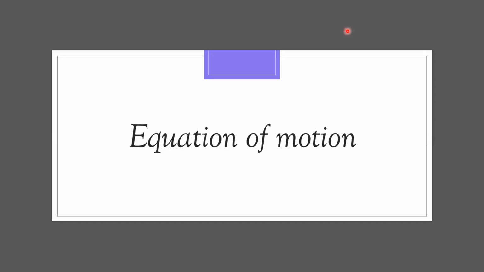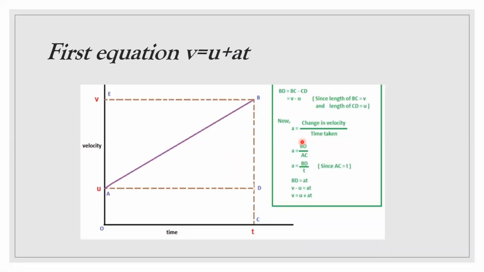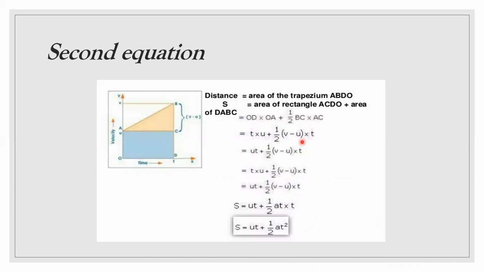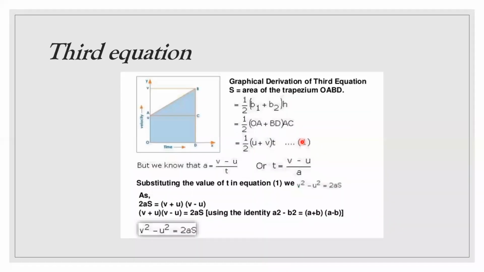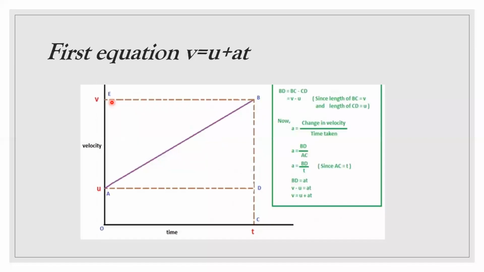So the next topic is equation of motion. There are basically three equations of motion. First equation is v equals u plus at. Second equation is s equals ut plus half at square. And third is v square minus u square equals 2as. These three equations we have to derive, using various methods. Here I am explaining the graphical method.